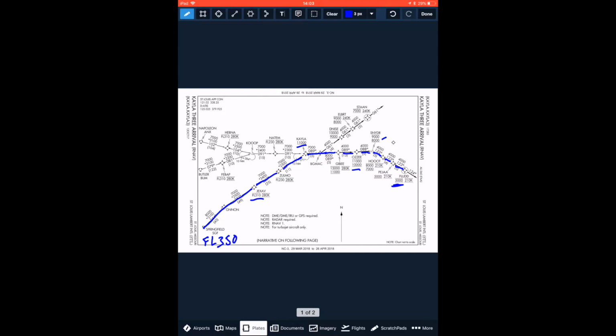Now it is important to note that these altitudes are not mandatory unless ATC gives them to you verbally or tells you to follow them. And they do this by giving you a descend via clearance. So if you are told to descend via the Kayla 3 arrival, then they will expect you to fly the star and cross all these altitude restrictions where they're listed.